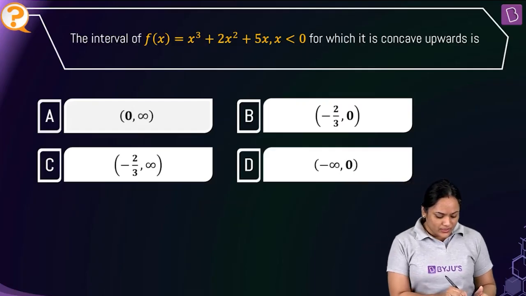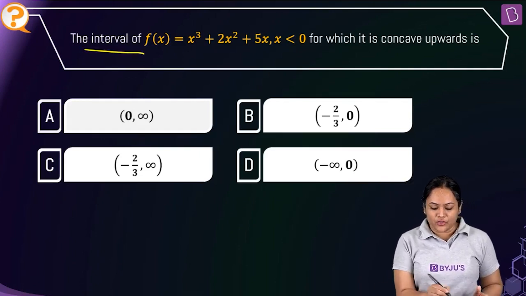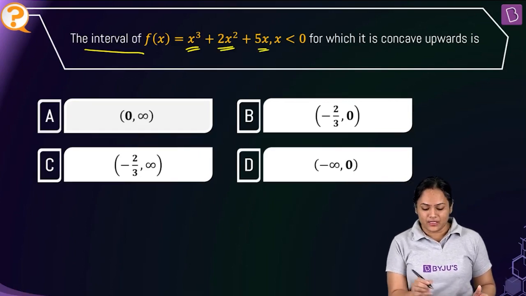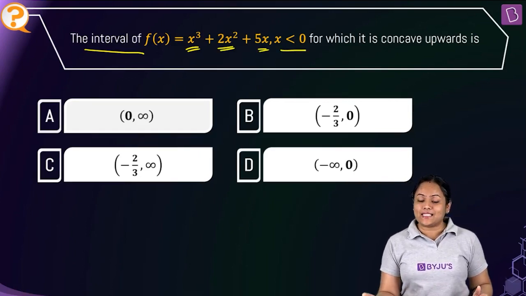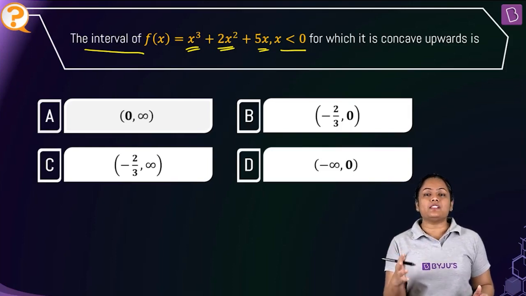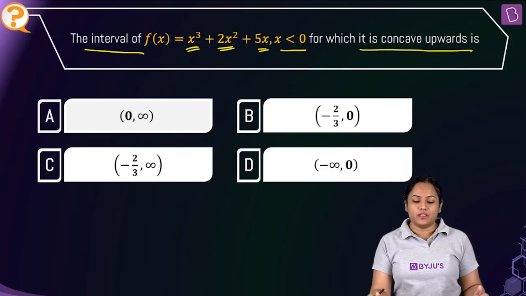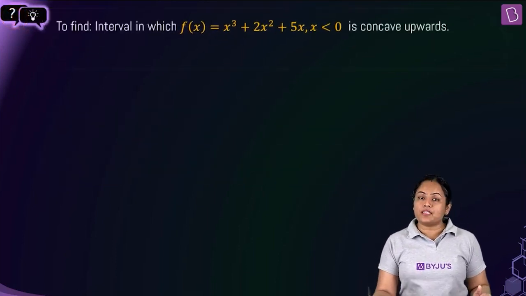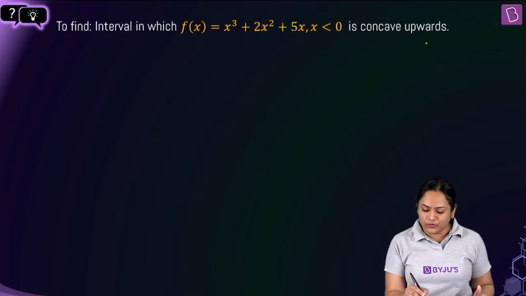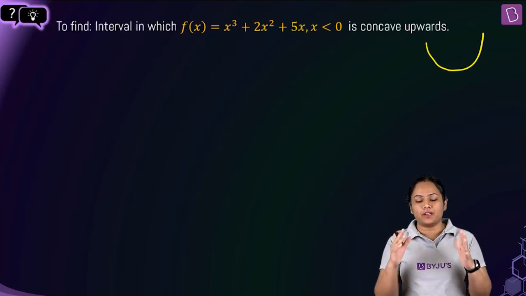Well, the question says that there is a function f of x which is x cube plus 2x square plus 5x such that x is less than 0. So we have to find the interval, that means the values of x for which it is concave upwards. Now concave upwards, as the name suggests, it will be somewhat like this, right? Graph opening upwards, mouth opening upwards.